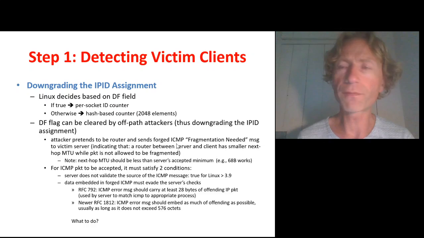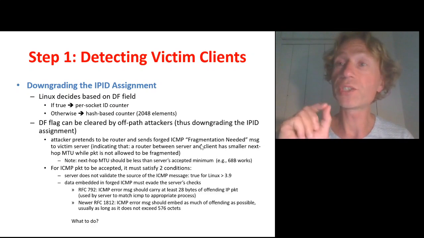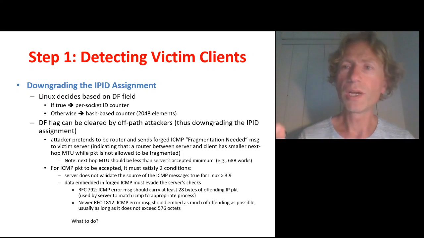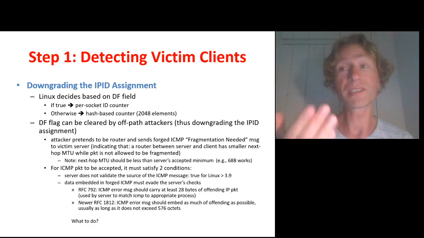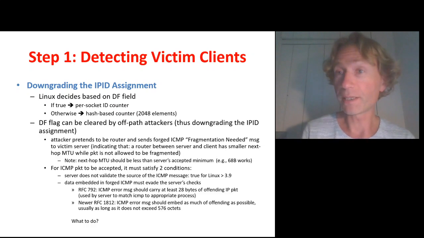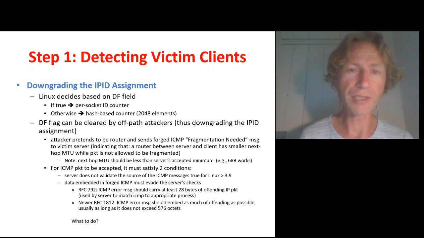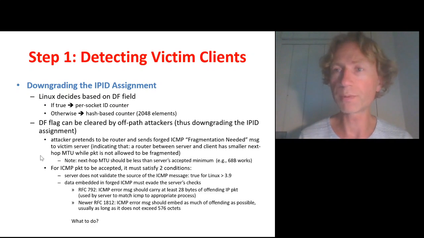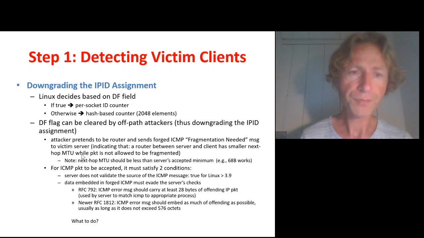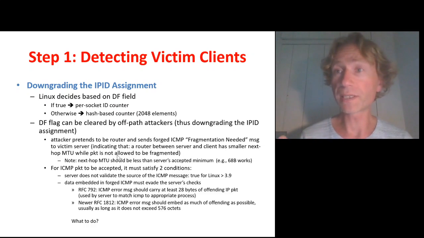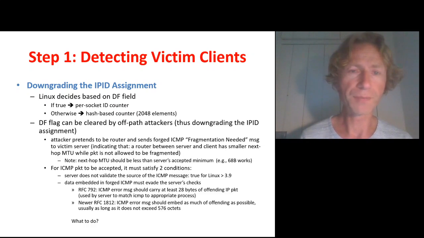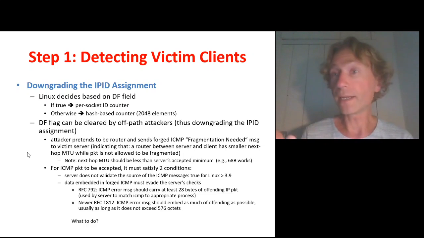So if the attacker pretends to be the router, and it sends a forged ICMP fragmentation needed message, the server will receive this message and say, oh wow, it seems like some router on the path requires fragmentation. Okay? Some router between the server and the client has a smaller next hop MTU, maximum transfer unit. Okay? Even though it says that the packet should not be fragmented. Okay. Now that is a nice trick, but does it actually work?